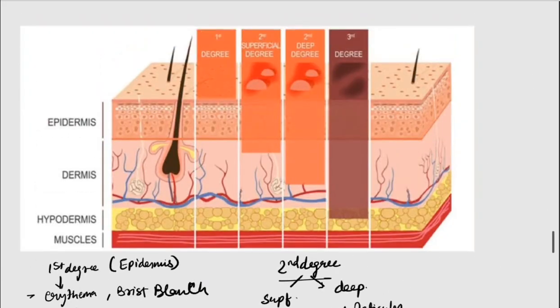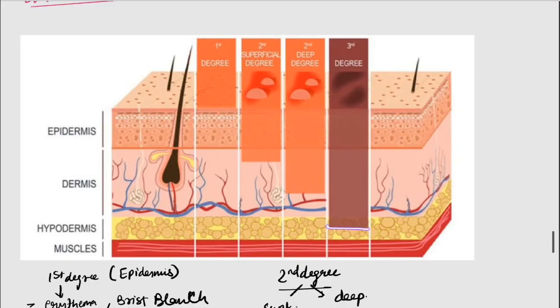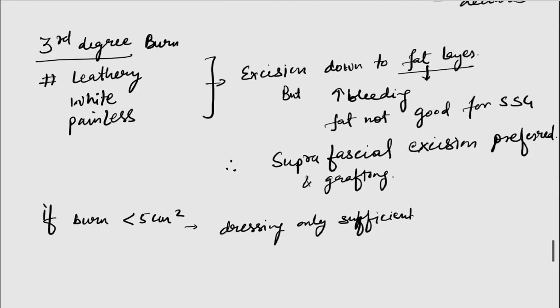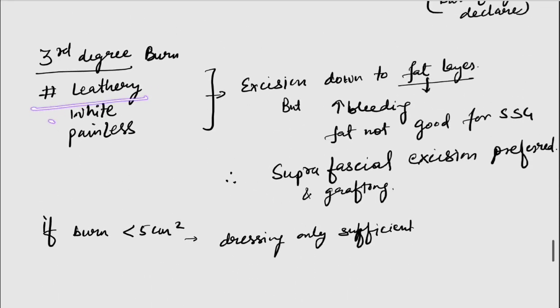Now coming to third degree burn. In third degree burn, even the subcutaneous tissue is involved. It is characteristically leathery, white and painless. Painless because all the nerve fibers are now damaged, therefore there is no pain.